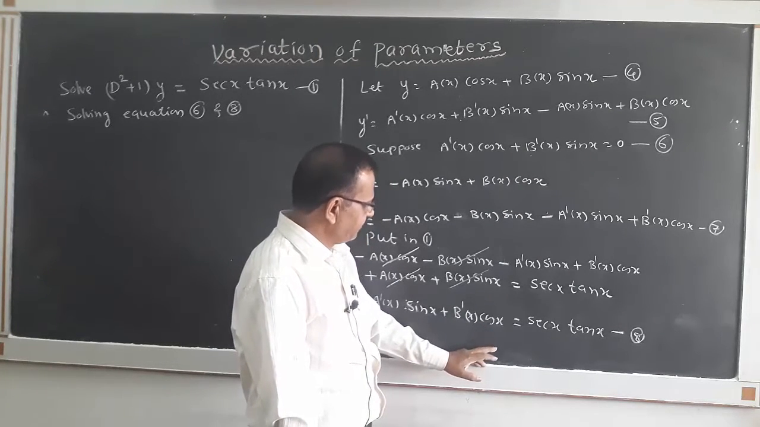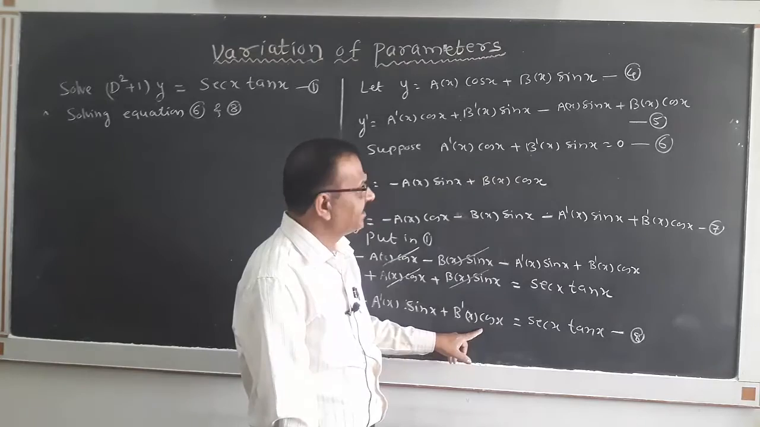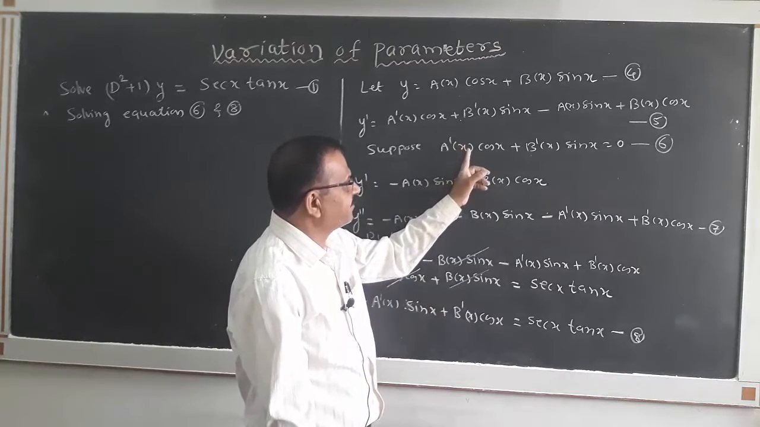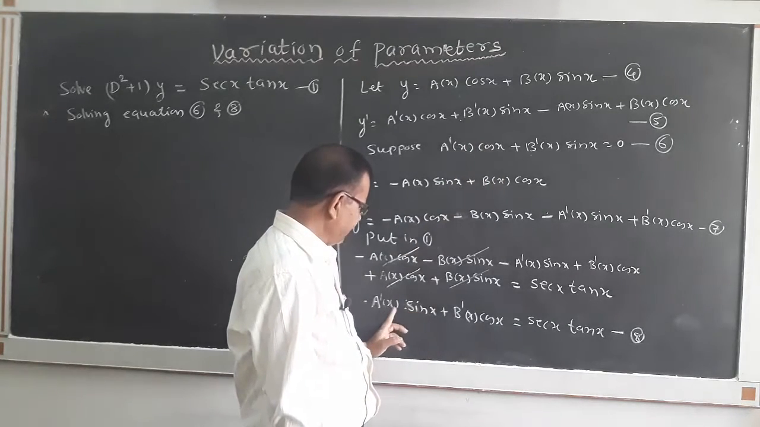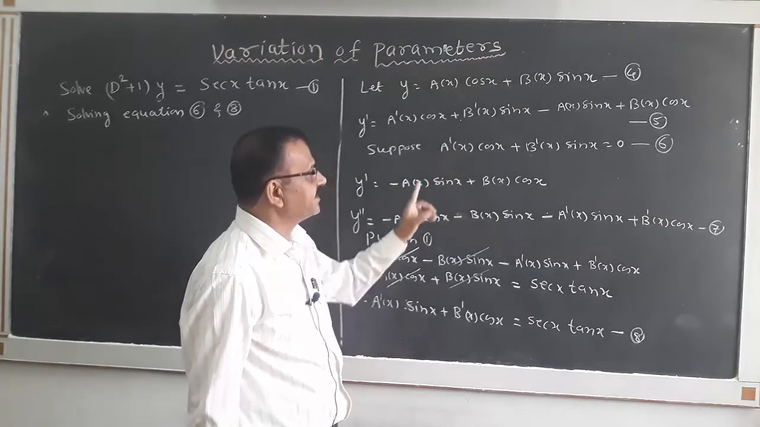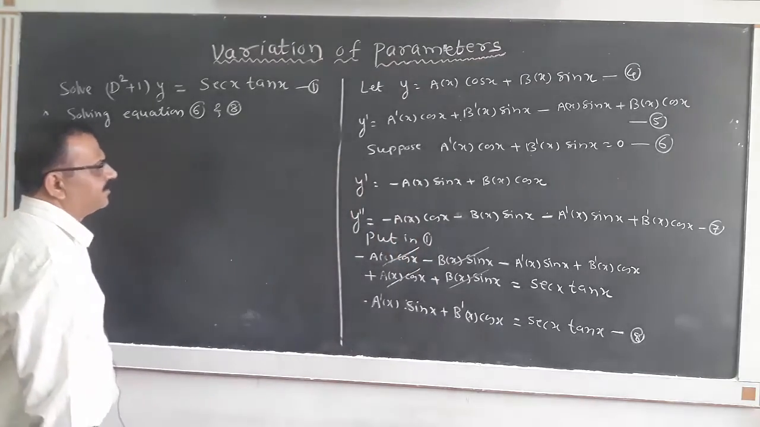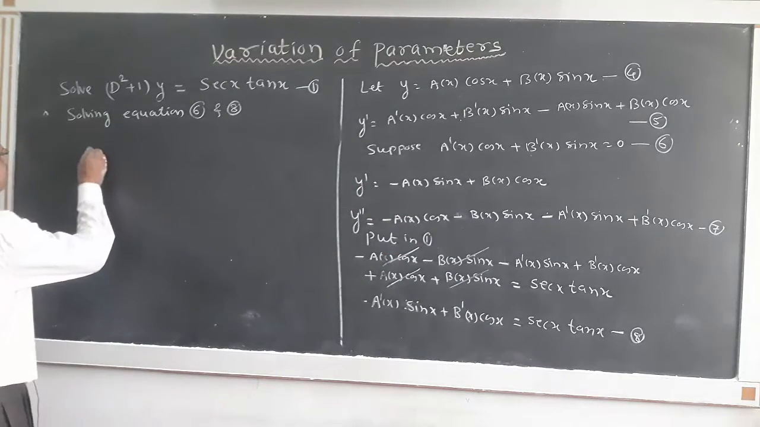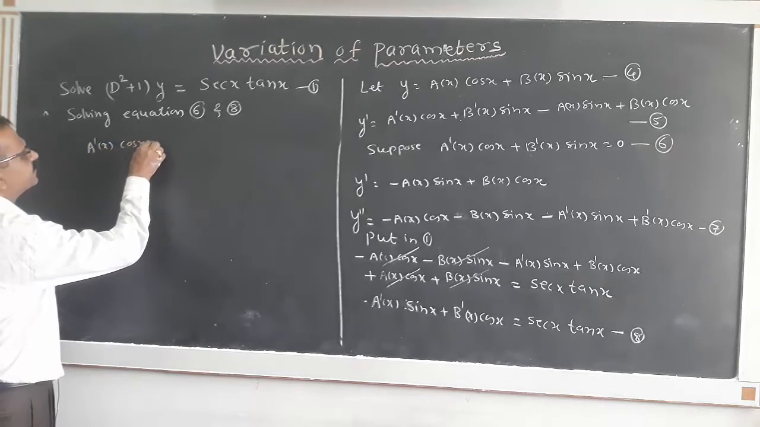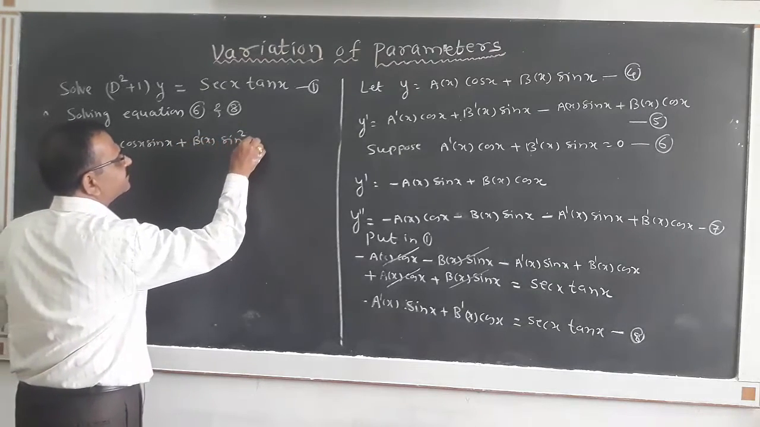Therefore, if you multiply the first equation by cos x and the second equation by sin x, we can eliminate b dash. Similarly, the coefficient of a dash is cos x in one and sin x in the other. If we multiply equation 6 by sin x and equation 8 by cos x, a dash is eliminated. Therefore we shall multiply equation 6 by sin x: a dash x cos x sin x plus b dash x sin square x equal to 0.